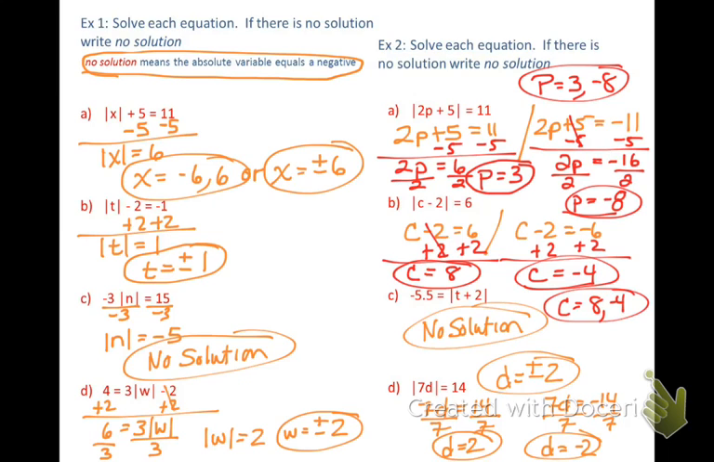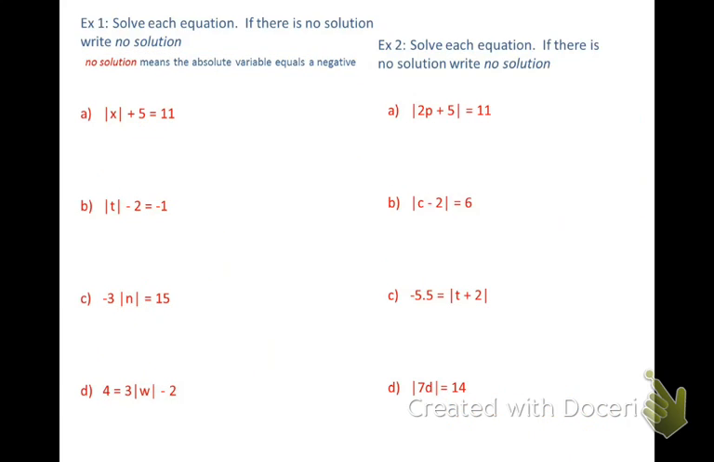I'm going to do one more problem with you. I'm going to add my own problem. Hopefully you have some room. I'm going to make this an E over on the side. And I'm going to make this negative 2, absolute value of 7d equals negative 14.